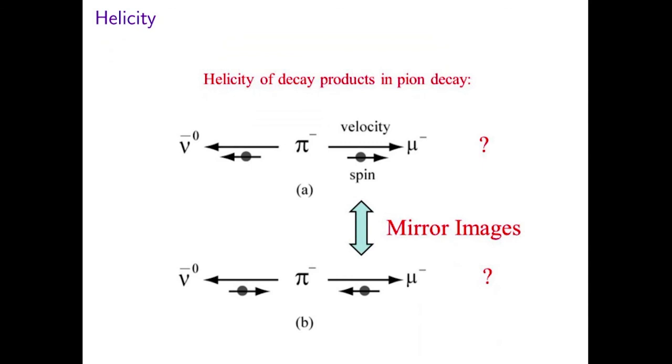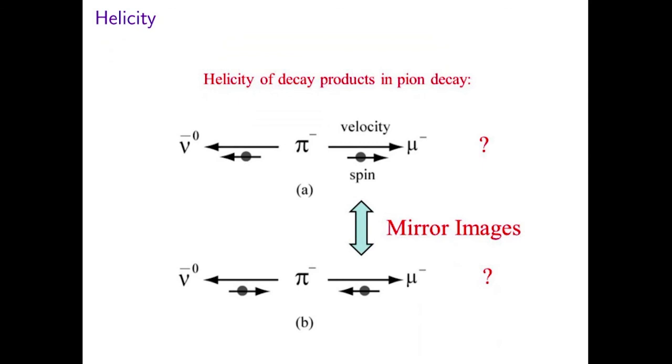So if we take this pion decay, what do we get? We get a muon and an antineutrino, right? Then we can establish the spin of the muon from experimental results. And we know that the pion spin is 0 because it's a meson. It's a pi meson.